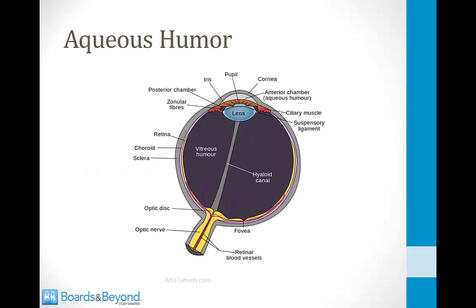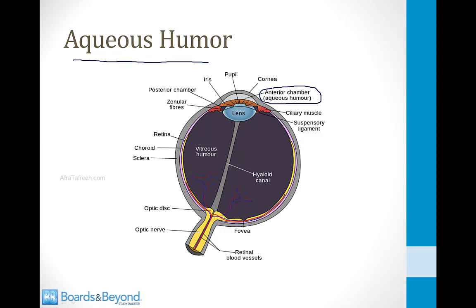So before we talk about glaucoma, let's talk about a very important substance in the eye, and that's called aqueous humor. So this is a drawing of the eye, and most of the eye is filled with this fluid called vitreous humor, and that's what fills the posterior portion of the eye. But in the anterior portion of the eye, just in front of the iris, is something called the anterior chamber, and that has a fluid inside of it called aqueous humor.